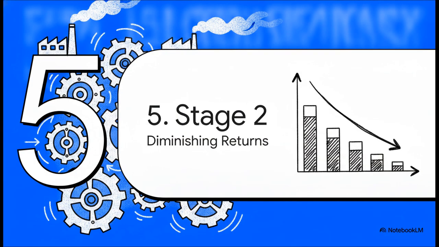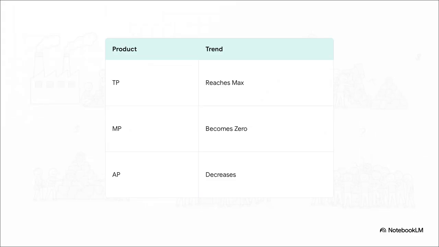Section 5, Stage 2, Diminishing Returns. So in stage 2, the dynamic shifts completely. Your total product is definitely still increasing, but only at a diminishing rate. It's essentially crawling up until it finally hits that absolute maximum peak at point T. And because the overall total product is slowing down, your marginal product just keeps on decreasing throughout this entire stage until it crashes to 0 at L3.